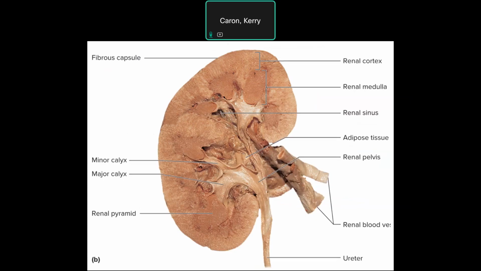Renal sinuses just mean opening. There's a little fat, adipose tissue. The area here in the hilum, a little below the hilum, is called the renal pelvis. At the hilum, you can see renal blood vessels, arteries, and veins leaving. Within the medulla are renal pyramids and minor and major calyx, which we're going to talk about in a second.